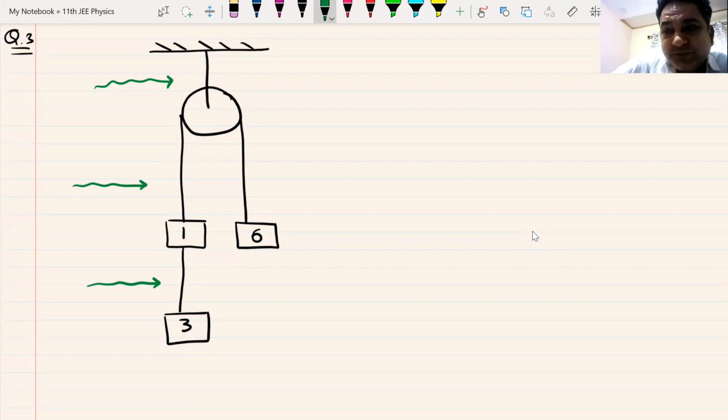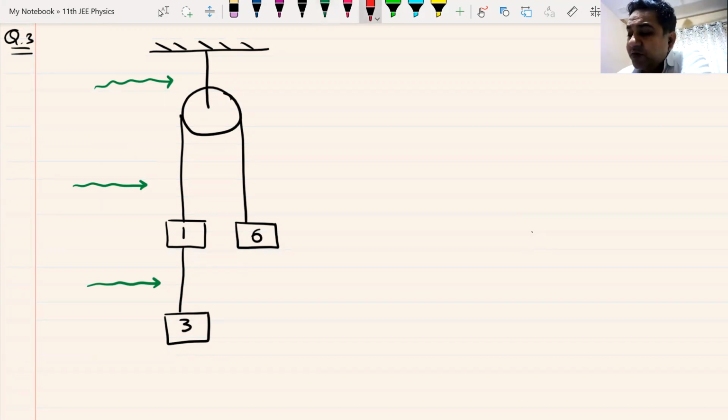I'll wait for you. Anyone knows where this system is going to move? How is this system going to move? Anyone can tell me that? The 6 kg block is going to move downwards. This block is going to move upwards. And this block is also going to move upwards.